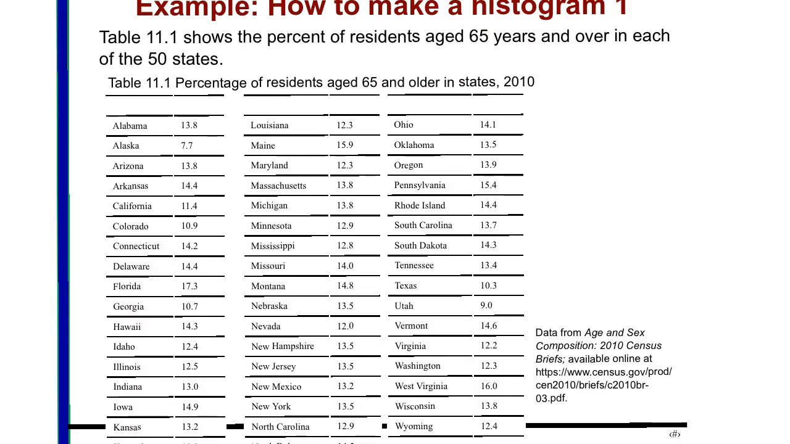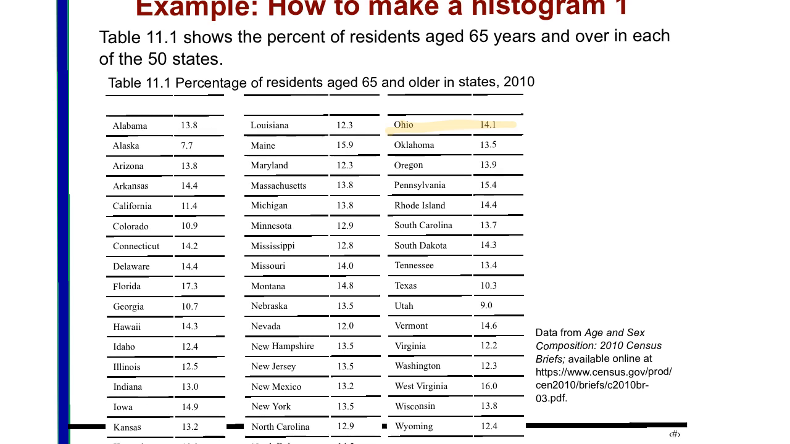Okay, for our first example, we're going to make a histogram of the data in this table. This table, table 11.1, shows the percent of the residents that are 65 years or older in each of the 50 states. So you can see, if we can find Ohio, so here's Ohio, 14.1% of our residents are 65 or older.